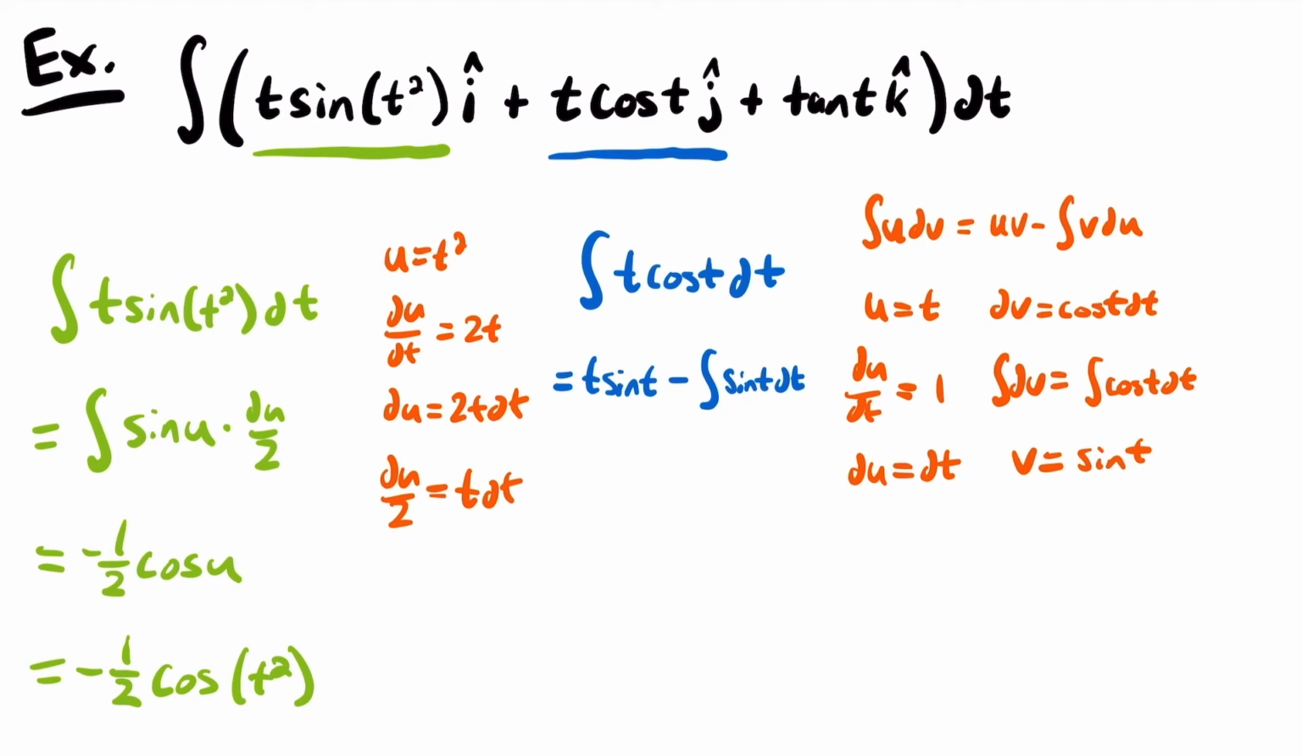The integral of sine t we know is negative cosine t, so we get t sine t minus negative cosine t, but of course those two negatives cancel out, so the result is t sine t plus cosine t. All right, that is the integral of our y component.